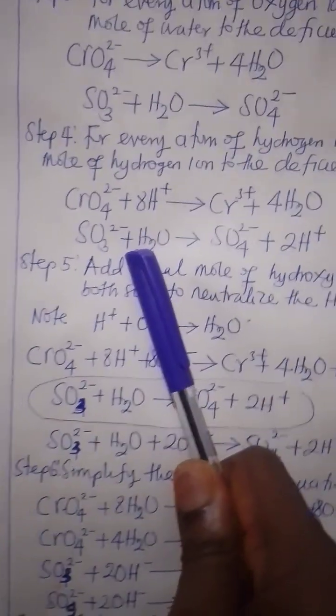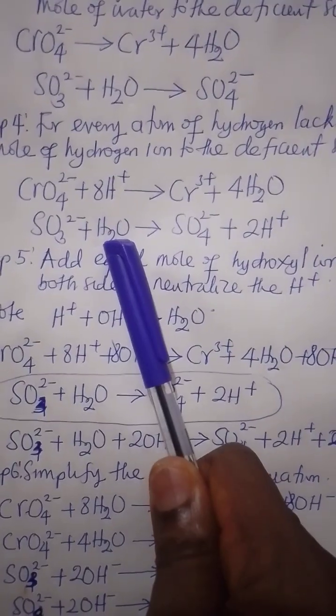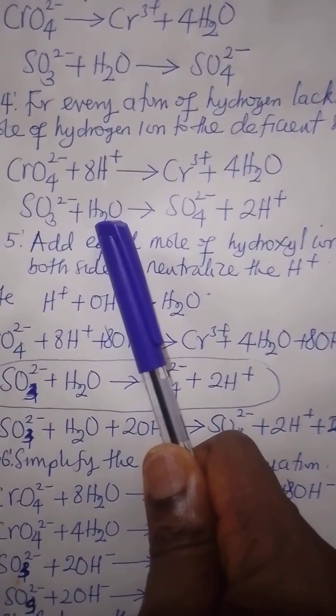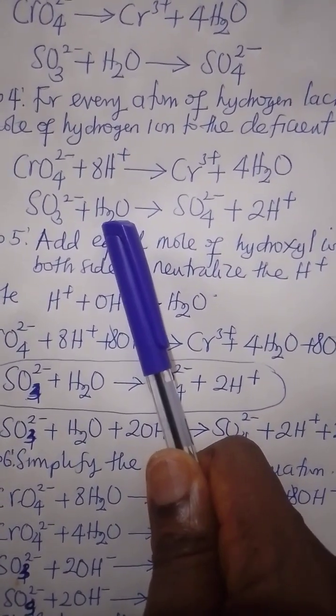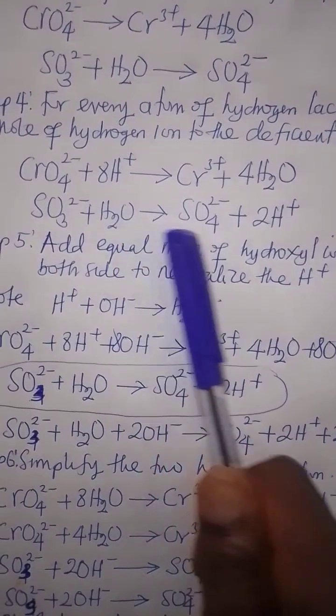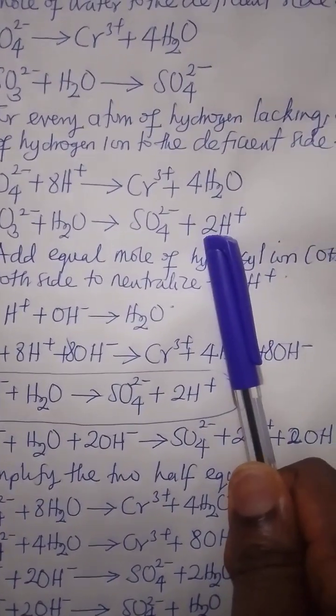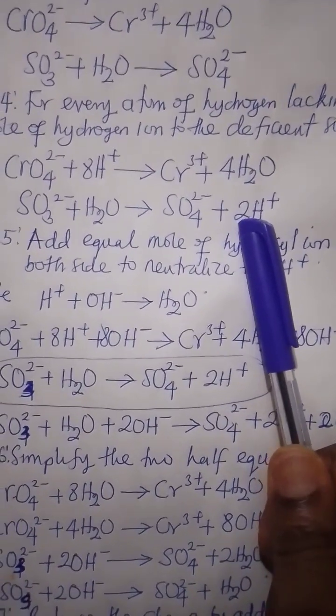Here we added 1 mole of water. This has introduced 2 atoms of hydrogen to the second half equation. So we add 2 moles of hydrogen ion to the deficient side.